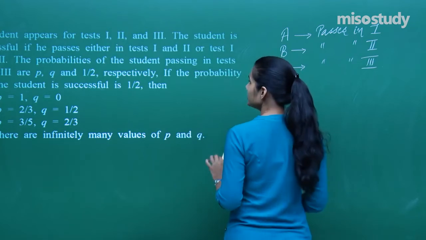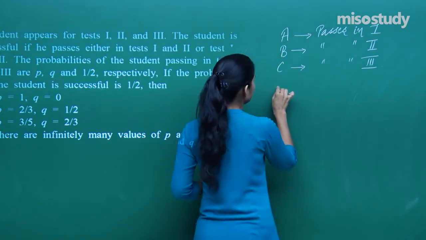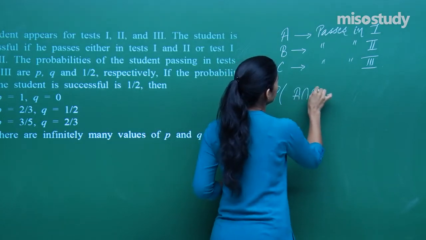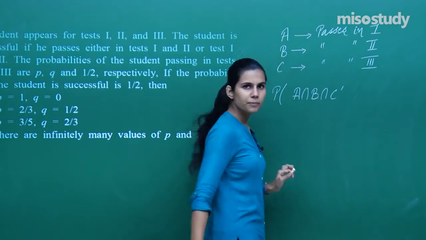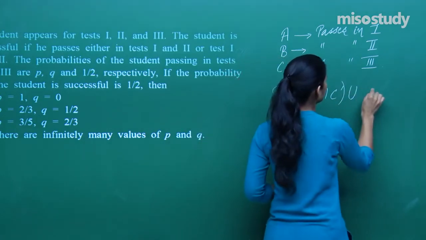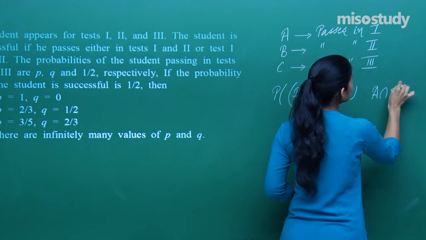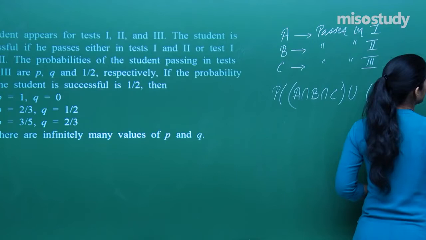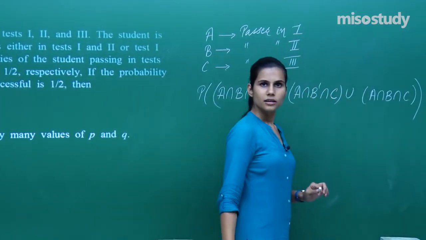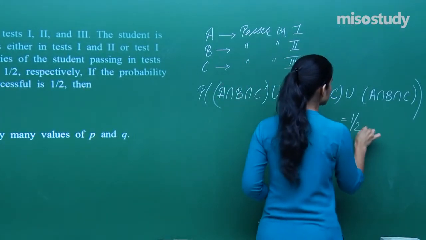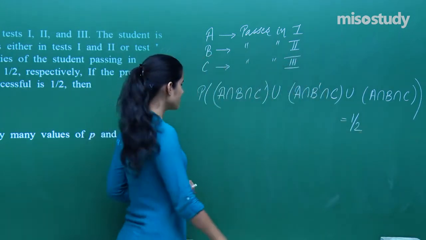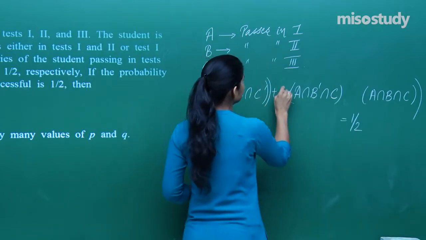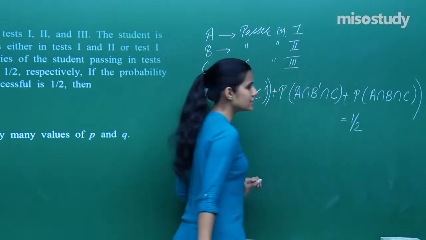Okay, then probability that he is successful is, what is the probability? It is probability of the event that A happens and B happens but C does not happen, or A happens and B does not happen and C happens, or A happens and B happens and C happens. This is the probability of being successful, which is given as 1 by 2. Now you know that these are all independent events, so I can just split this union and write this as plus probability of this plus probability of this.